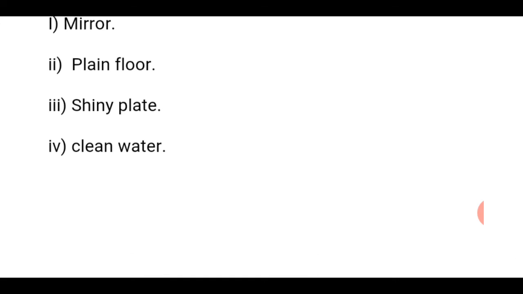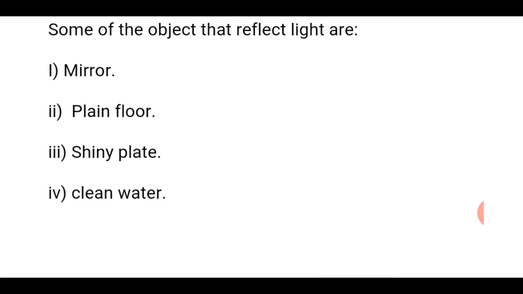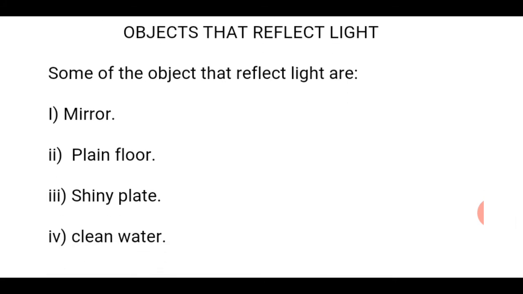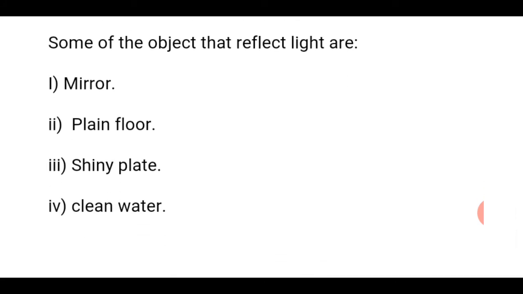And the last one is clean water. An image can also be seen on clean water. Just take a bowl of water and look at your face there. You will see your face directly in front of you. That means these are objects that reflect light. Objects that reflect light are mirror, plane floor, shining plate, and clean water.